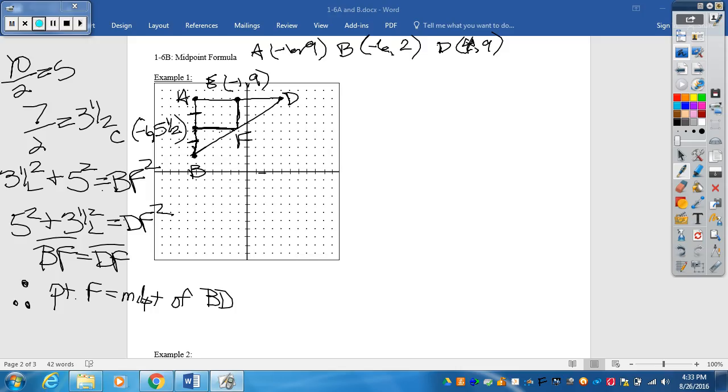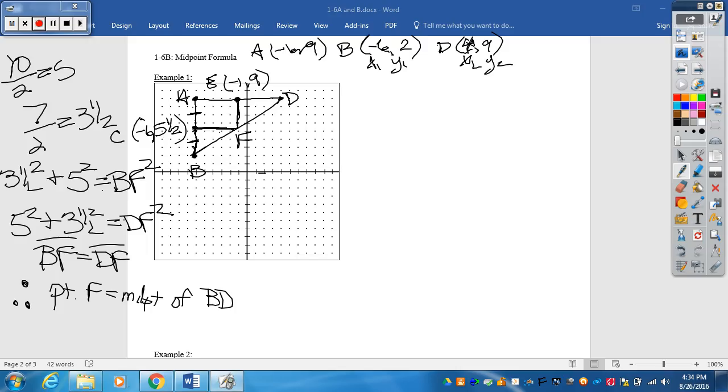All right. But that can be a lot of work, okay? And because of more work, we get more possibilities for error. So what can we do here to figure out the distance between B and D? Well, if I go ahead and label B as the ordered pair x sub 1, y sub 1, and D is x sub 2, y sub 2, okay?